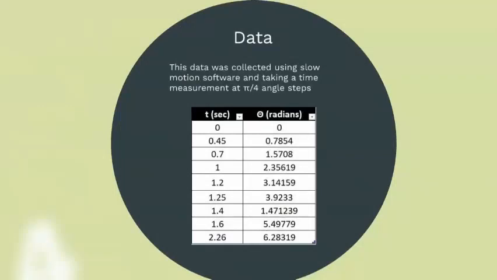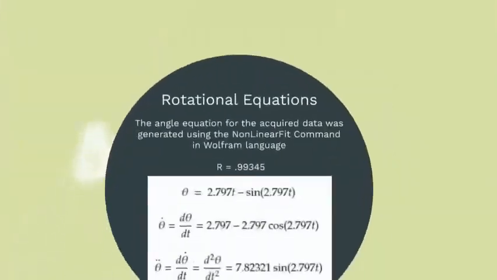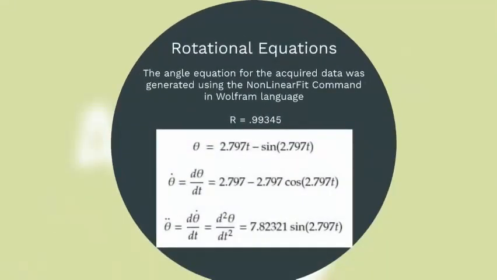To begin our modeling, we took data using slow motion software. We watched the video and took pi/4 angle increments, and we recorded the time associated with those. Using that data, we plugged it into Wolfram Mathematica and used a nonlinear fit command to find our theta equation. This nonlinear fit produced an equation with the R value, which measures the deviation from the actual, equal to 0.99345, which is very close to the actual model. From there, we just took standard time derivatives to find angular velocity and angular acceleration.